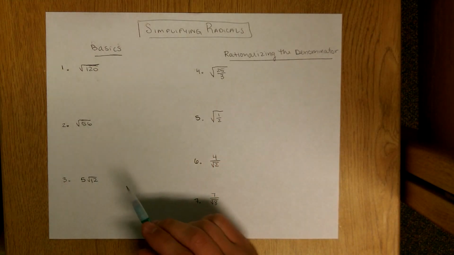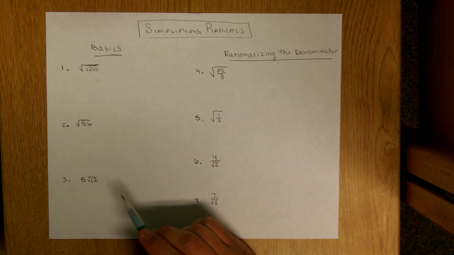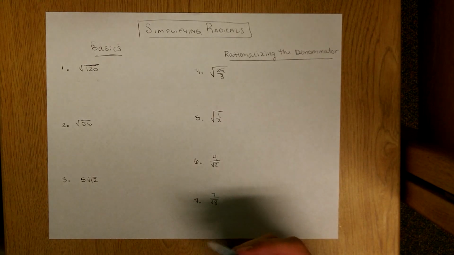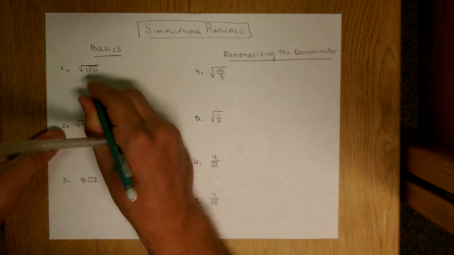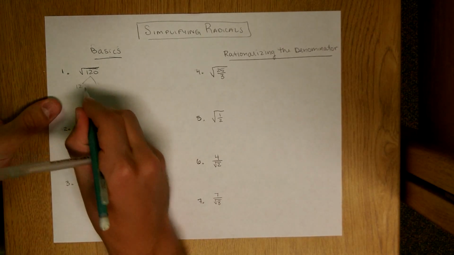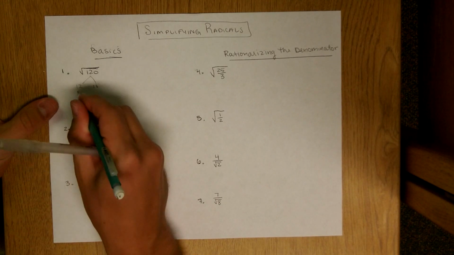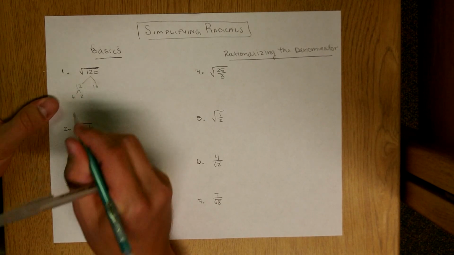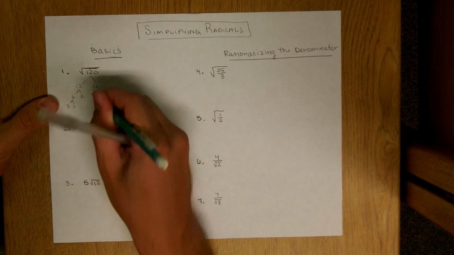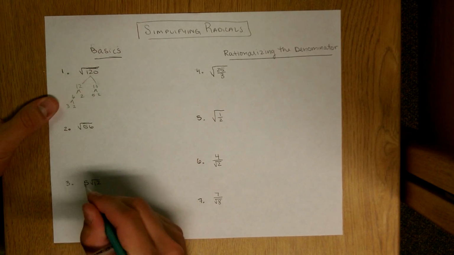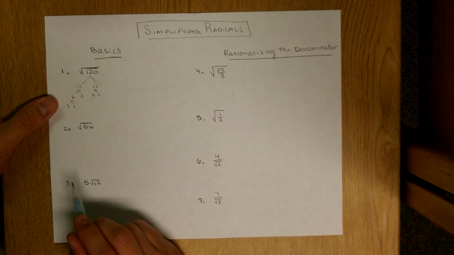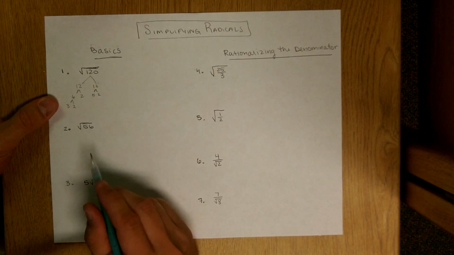So first, with the basics, we have number one, square root of 120. How are you going to tackle this guy? Just break 120 down into its different factors. I can think of it as 12 times 10, and I can break the 12 down into 6 times 2, and the 6 down into 3 times 2. 10 I can break into 5 times 2, and all these I can't break down any further. I can't break down the 3, the 2's, the 5, or this 2 any further.